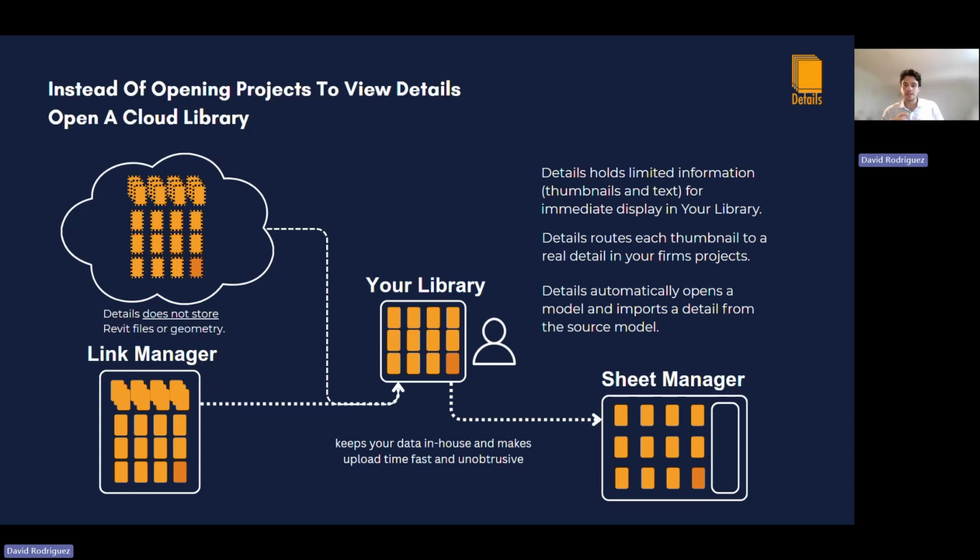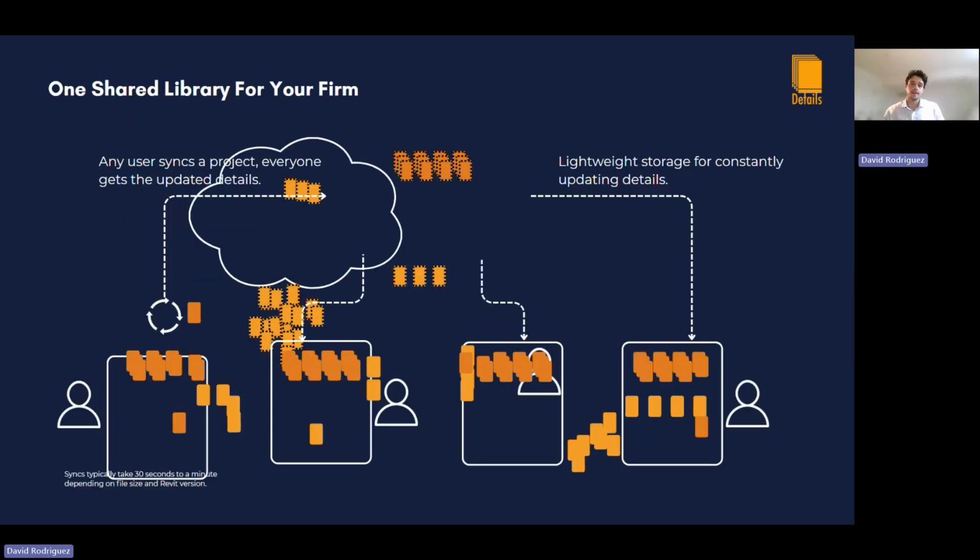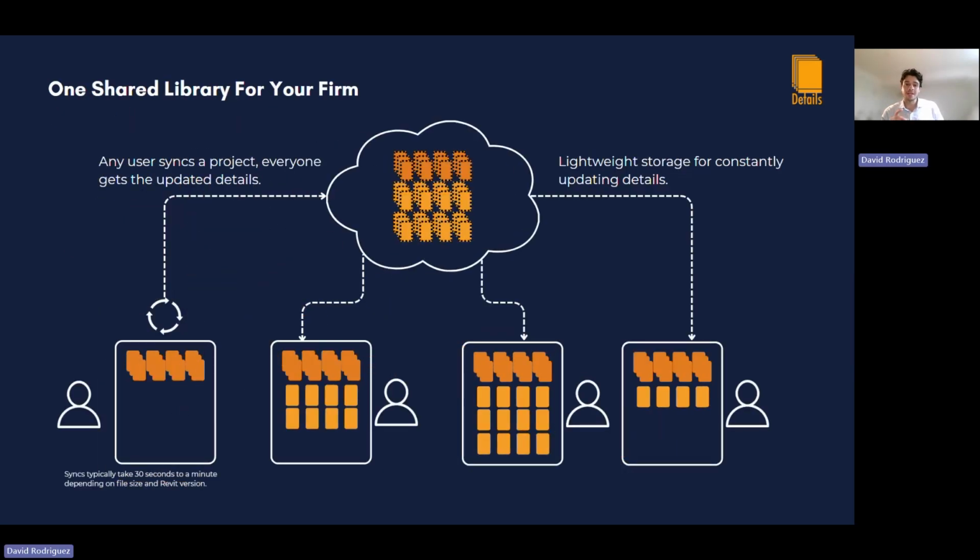When you connect projects to Details, you are not storing any detail files. You're storing thumbnail images and associated text like titles, disciplines. That keeps your data in-house and makes load time extremely fast. A shared library means everyone stays up to date on details changing as well.